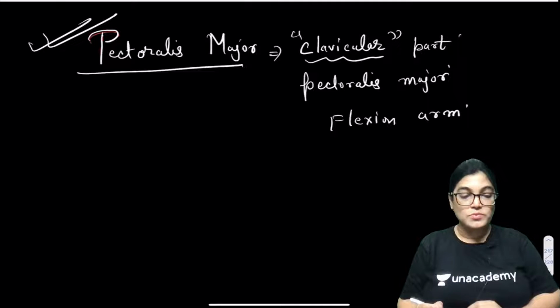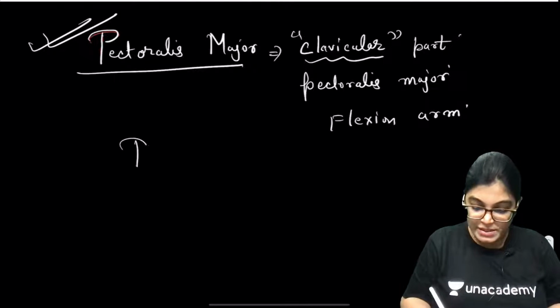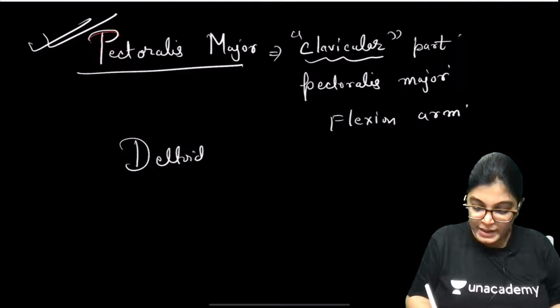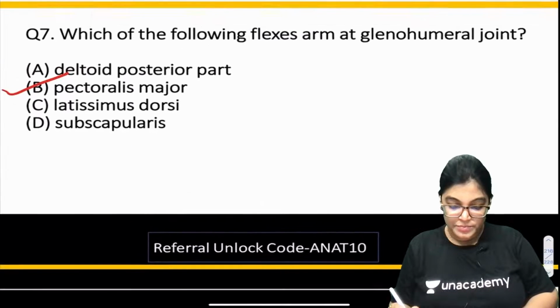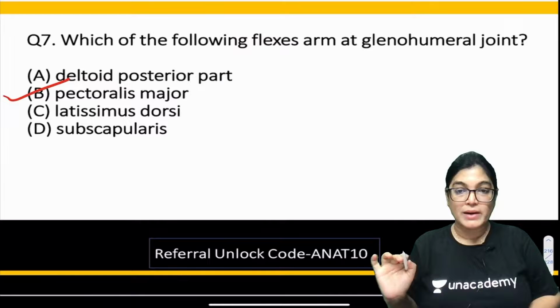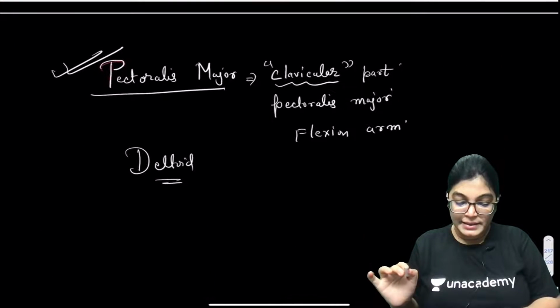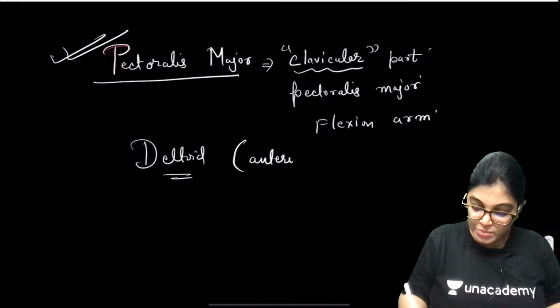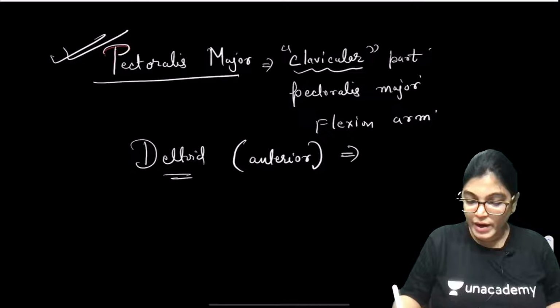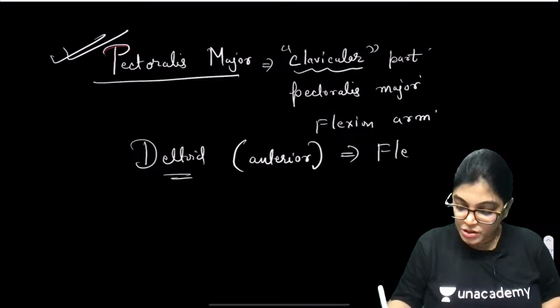What about the other options which were given? One of the options was deltoid. But in the deltoid, they have written posterior. I think posterior fibers they have written. Okay. Deltoid posterior part. So, that is not correct. Actually, not the posterior, but anterior part of deltoid muscle is causing flexion of arm.